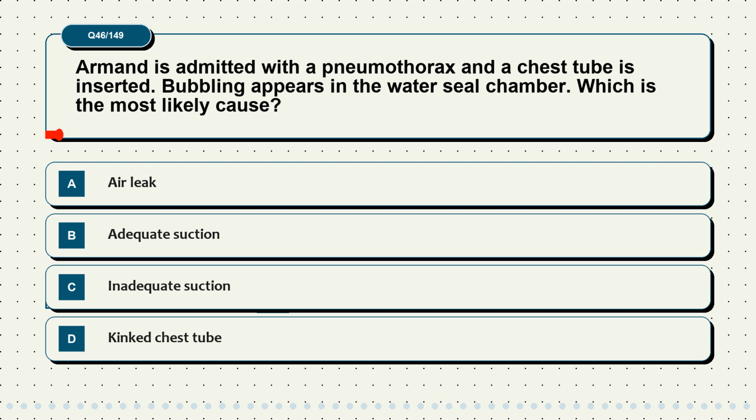Question 46. Armand is admitted with a pneumothorax and a chest tube is inserted. Bubbling appears in the water seal chamber. Which is the most likely cause? Here are the options. Option A. Air leak. Option B. Adequate suction. Option C. Inadequate suction. Option D. Kinked chest tube.